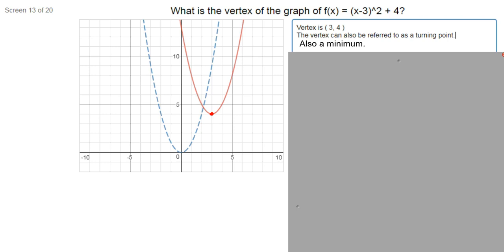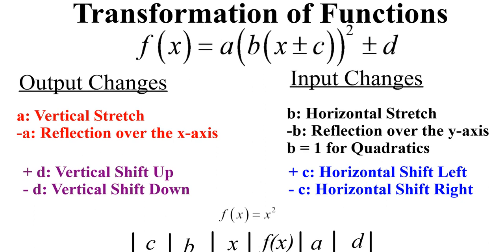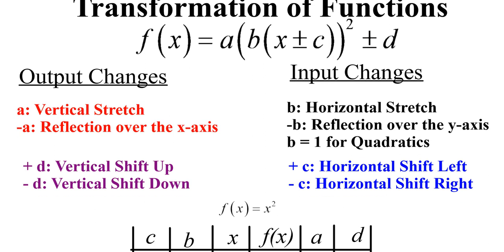So why are these transformations important? If we know where the parent function x squared is, if we write it in this transformation format, we can automatically figure out where the vertex is, draw our new graph based on the transformations being made, just by knowing the original. So again, talking about your transformations, we had input changes and output changes.